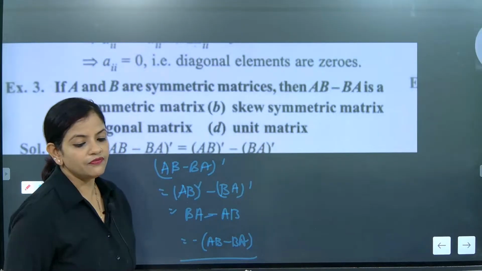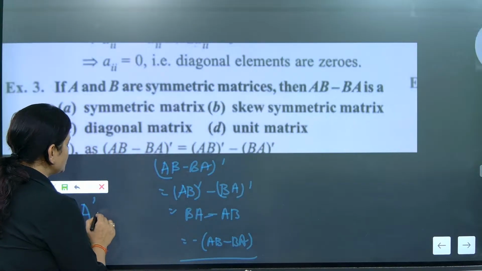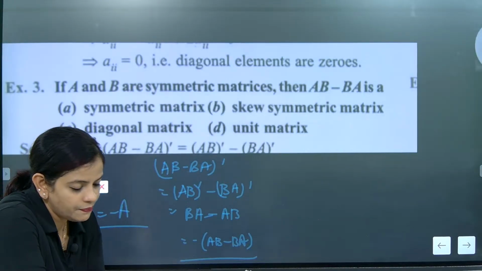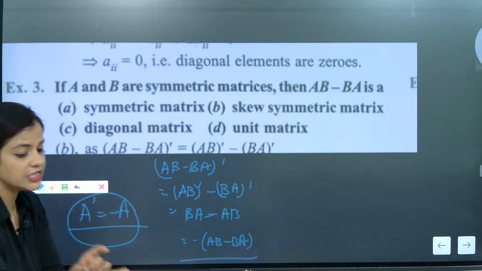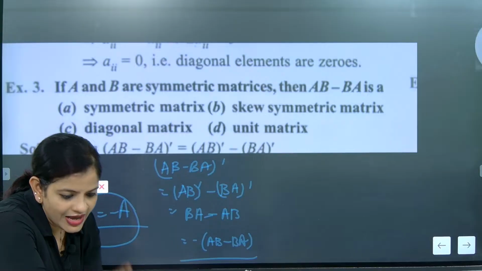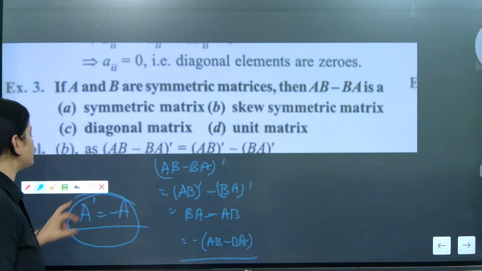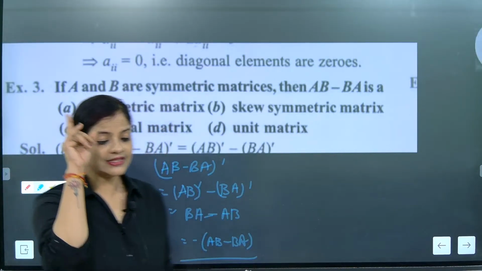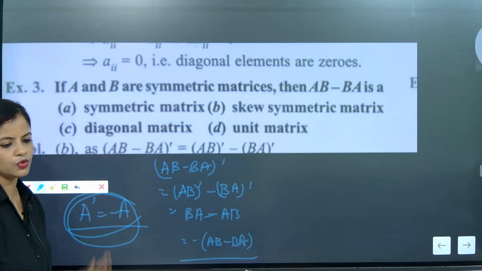AB minus BA. We very well know one thing: if the transpose of a matrix is equal to minus A, I repeat, the transpose of a matrix is equal to minus A, it is what type of matrix? It is a skew symmetric matrix. Very clearly, to the point. A matrix whose transpose of A equals minus A is 100% a skew symmetric matrix. That's it. Dead shot. Don't do any other work.